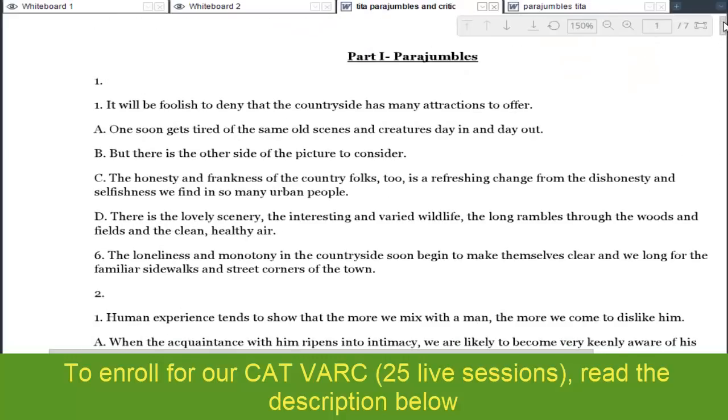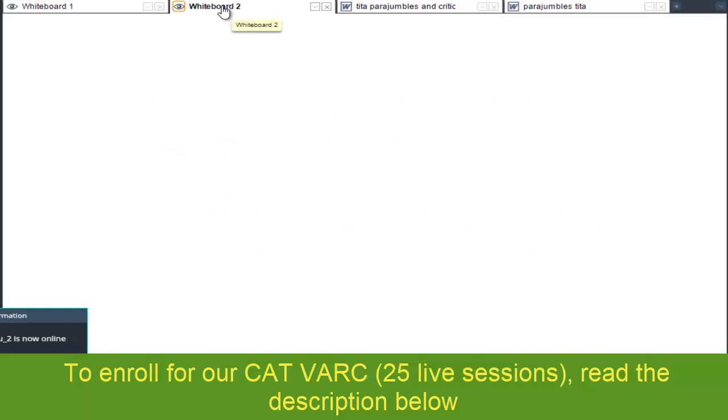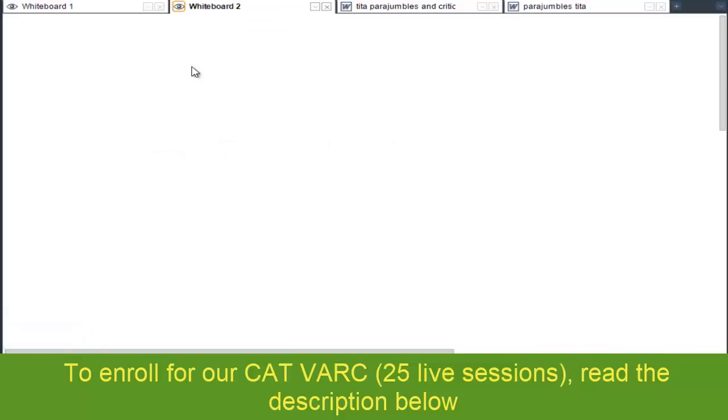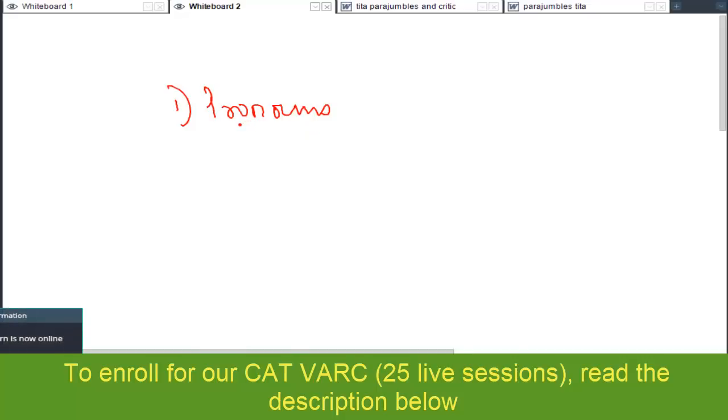About how to identify easy questions. This is one of the most important things that you have to keep in mind. For example, now let me define again what exactly I mean by easy questions. Whenever you see a parajumble that has plenty of pronouns, that question is likely to be an easy question because the pronouns can always be used effectively to arrive at the right relationship between the sentences.